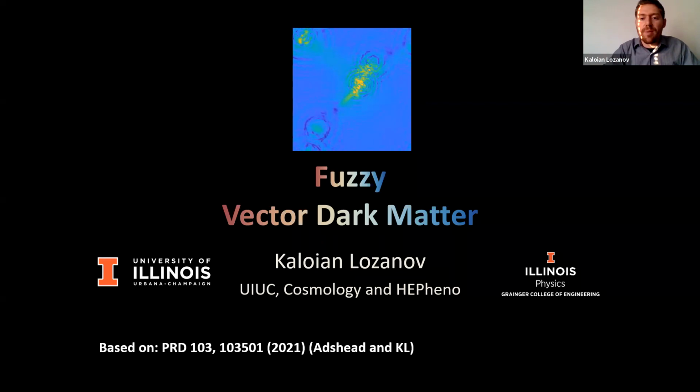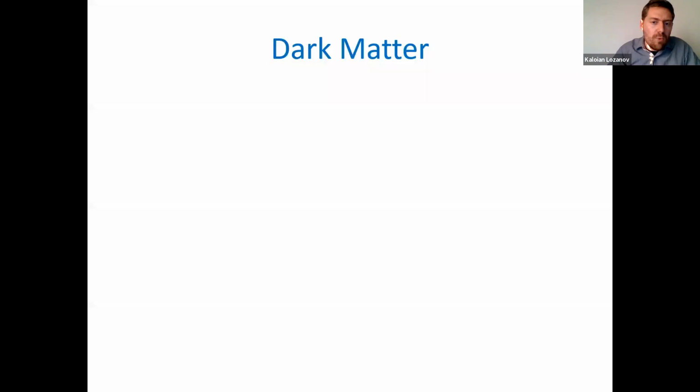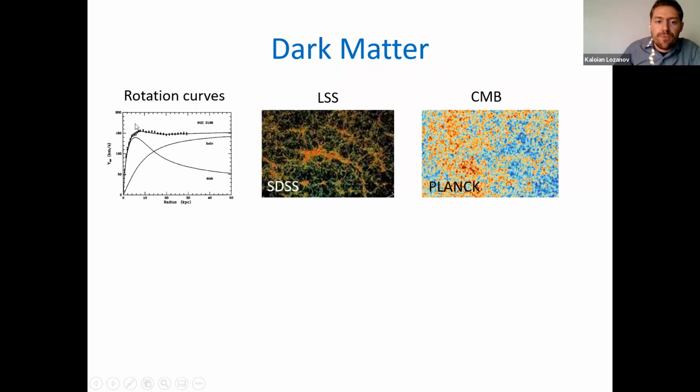Okay, so we still don't know what dark matter is. We only have indirect evidence for its existence. We have indirect evidence for the existence of dark matter from galaxy rotation curves. Cold dark matter has also been extremely successful in predicting large-scale structure and is in excellent agreement with the CMB.